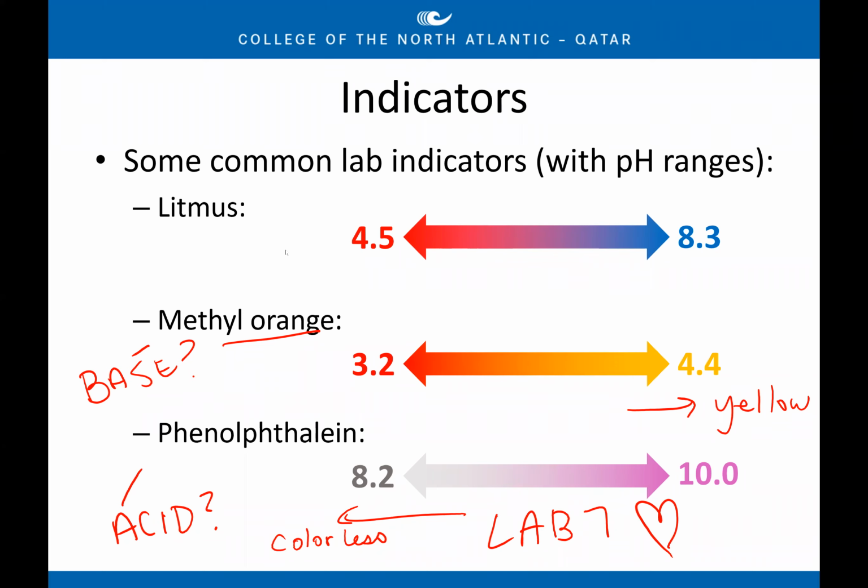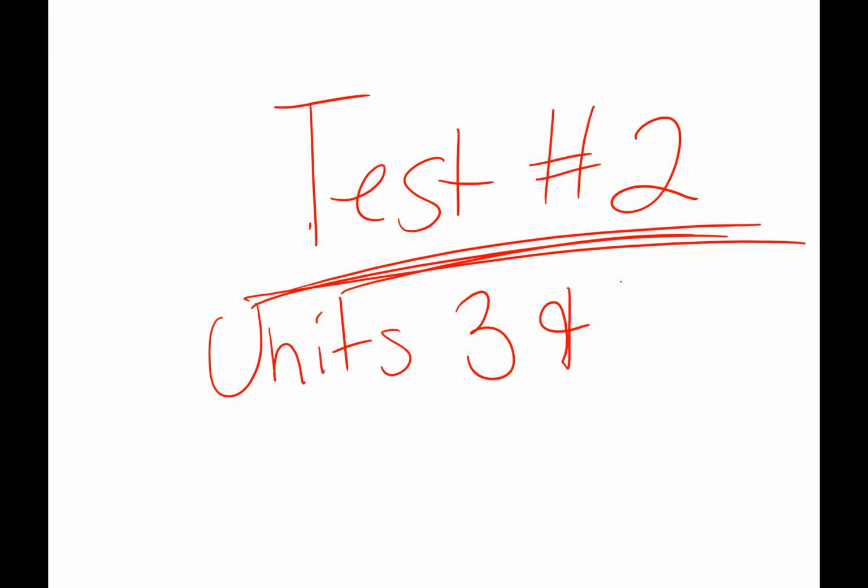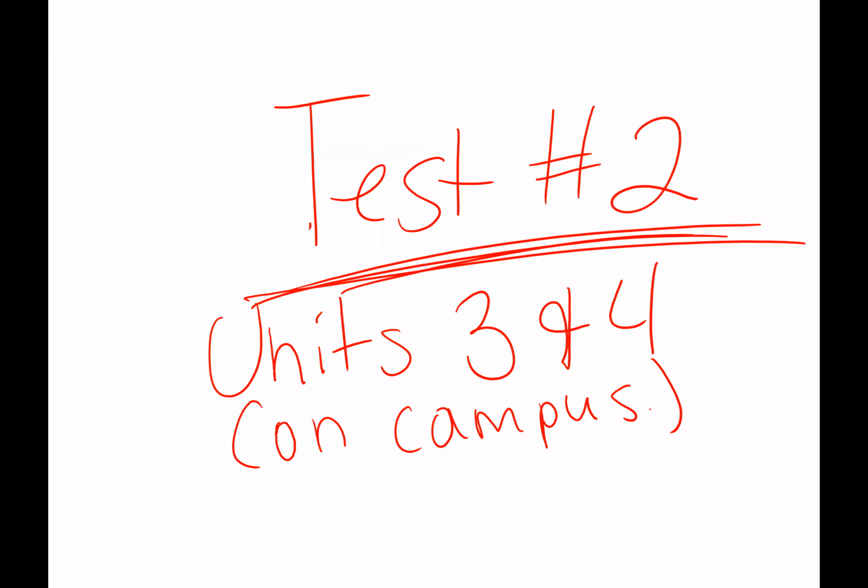Anyways, I got a private message. I can do this after class. Somebody asked me to repeat the pH ranges. I can do that after class, but it's 4:20 right now, so I don't want to keep you guys any longer. We need to have test number 2. Dun, dun, dun, your last test. And it will be on units 3 and 4. And for now, it will be on campus. I know there are some COVID outbreaks on campus, so I will keep you posted.